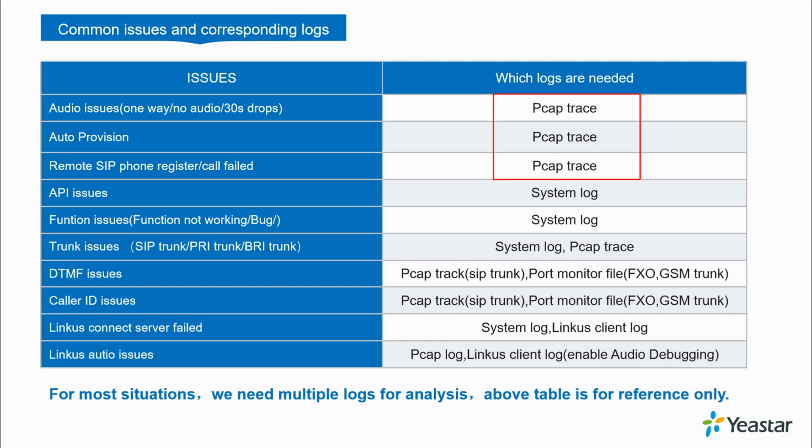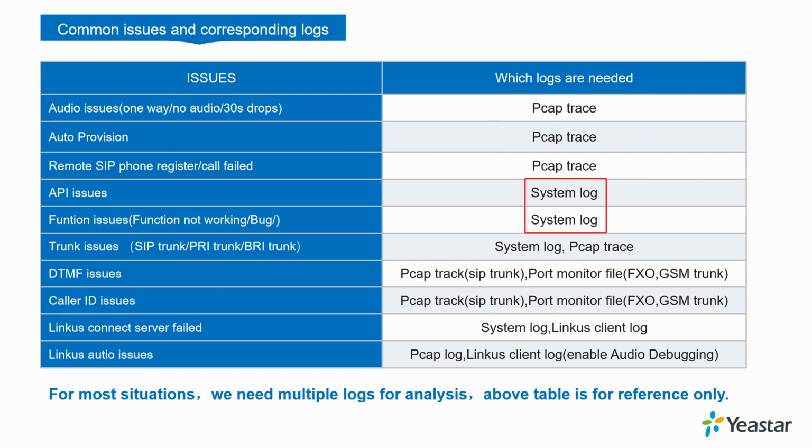Here, I made a table of common issues and corresponding log formats for you guys. For audio issues, auto provision issues, and SIP phone register fail issues, we need Pcap trace files. For API issues and function issues, we need system log. But for most situations, we need multiple logs for analysis, so the above table is for reference only.